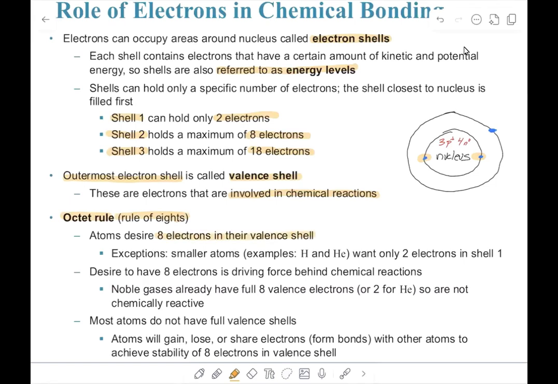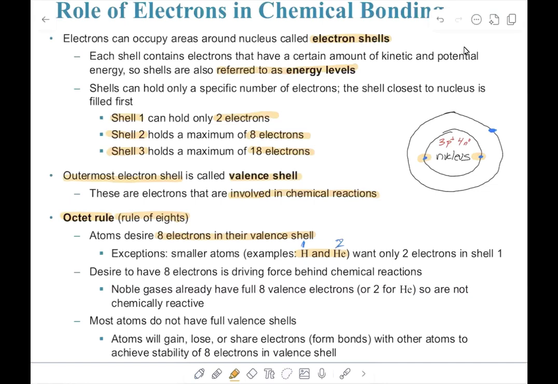Now, some of the exceptions to that are smaller atoms like hydrogen and helium, because they only have a max of 2 electrons in shell 1. So hydrogen actually only has 1 valence electron, and helium has 2 valence electrons. So the desire to have 8 electrons is the driving force behind chemical reactions.